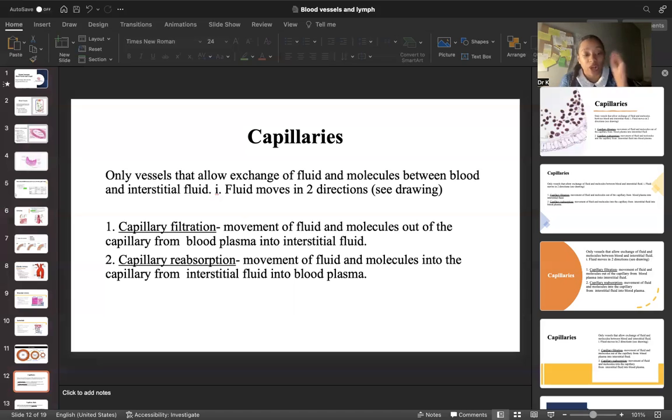They have what they call capillary filtration, right? And capillary filtration just means that the movement of fluid is going from the blood out into the interstitial fluid, out of the plasma, out of the blood vessel, right? Does that make sense?